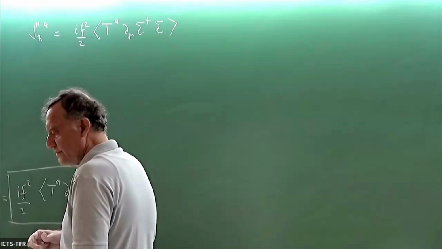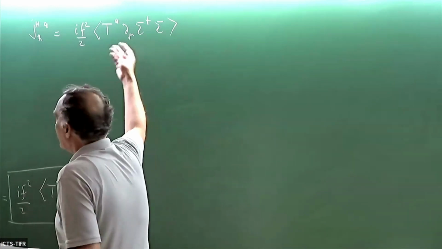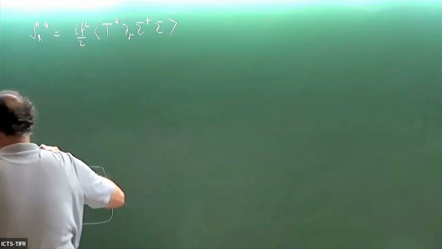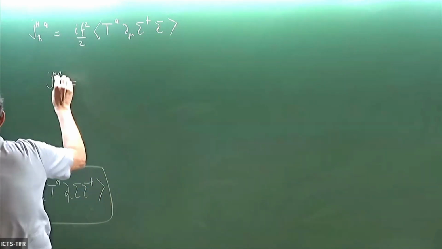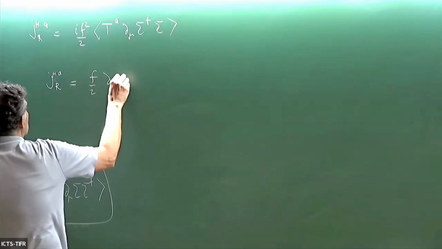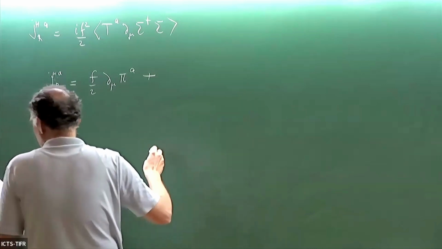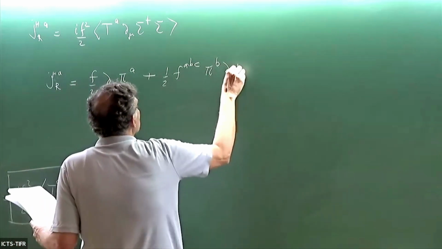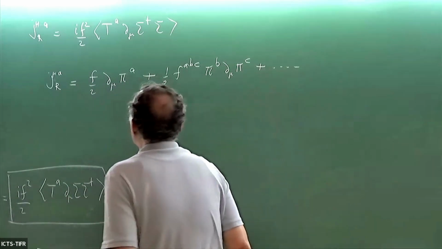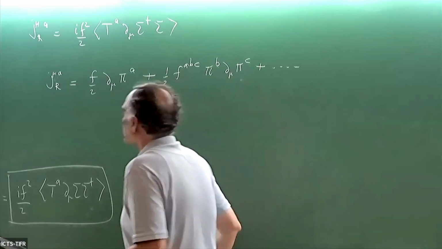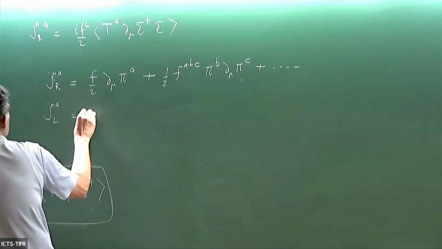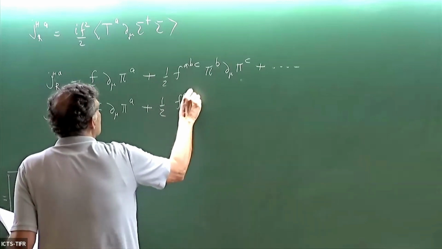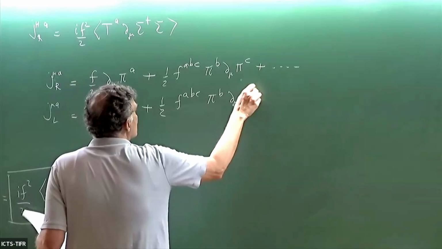And if I work it out, so now you just expand, sigma is the exponential of pions. We've been doing this again. You just expand it out as 1 plus pi squared, etc. Then you find the J mu right A is F over 2 d mu pi A plus a half F A B C pi B d mu pi C plus dot dot dot. Because you get a commutator of 2 pions, which gives you the structure constant, and the left-handed current is given by flipping the sign of the pion because of parity.